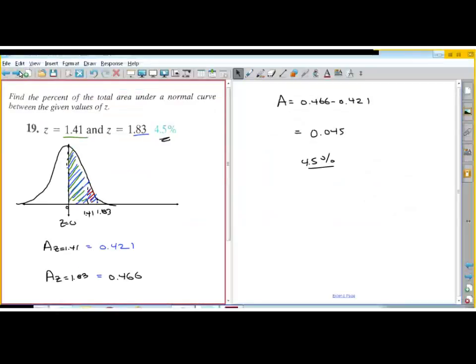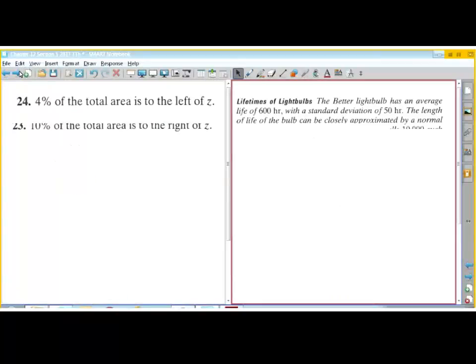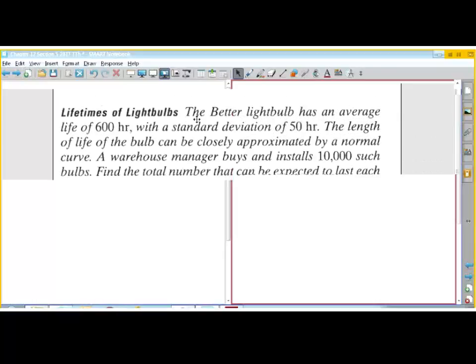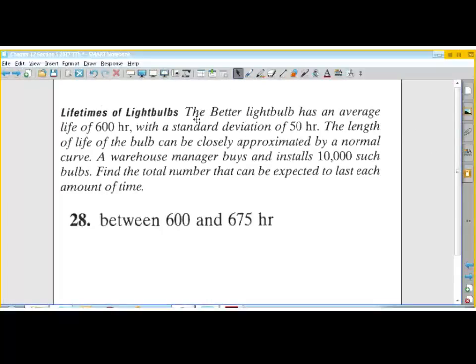Okay, so the next thing we're going to do, I'm going to skip ahead a little bit. We'll come back to these in just a second, but I just wanted to show you how you might use this information if you were actually working in a quality control job. So this is problem 28, and there's some more, 29 and 30.